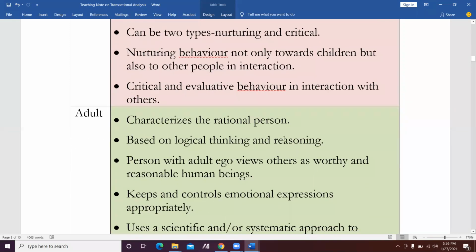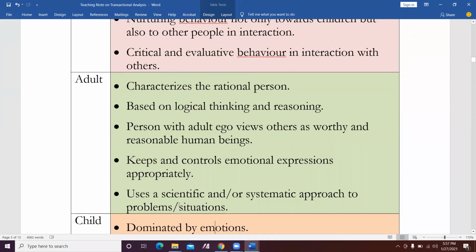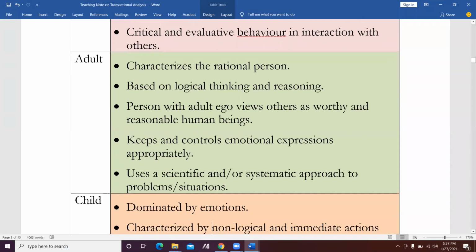Okay, then who is an adult? The adult characterizes the rational person, not an emotional person, based on logical thinking and reasoning. Even scientific thinking is used by an adult. The person with adult ego views others as worthy and reasonable human beings, keeps and controls emotional expressions appropriately, and uses a scientific or systematic approach to problems and situations. That is the nature of an adult. Okay, as far as this theory is concerned, transactional analysis, TA.